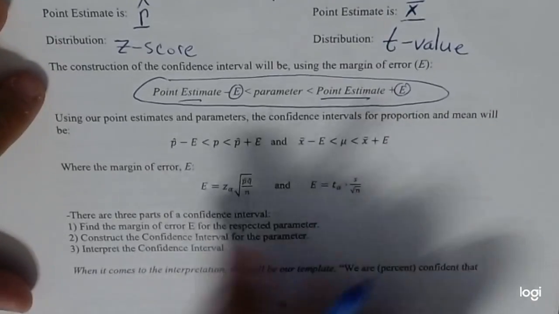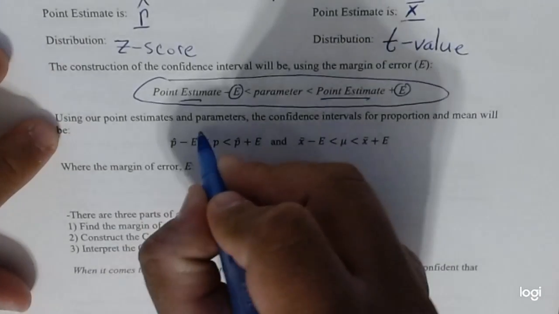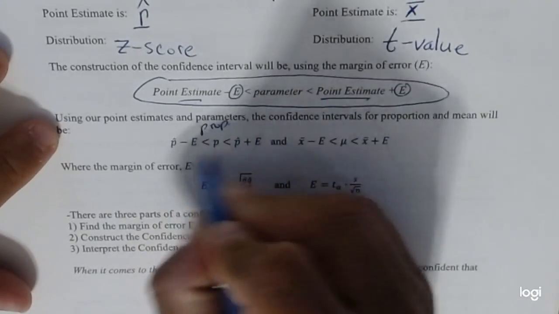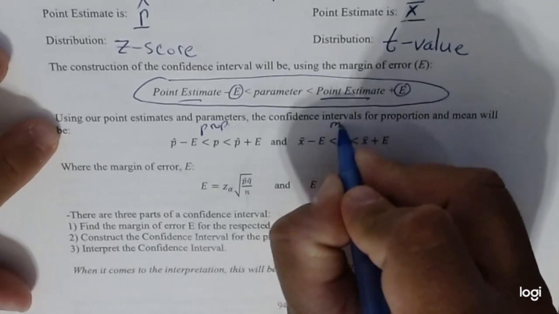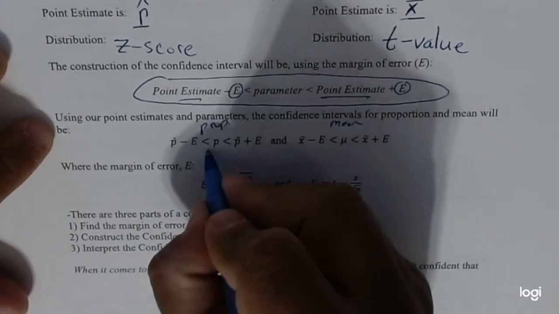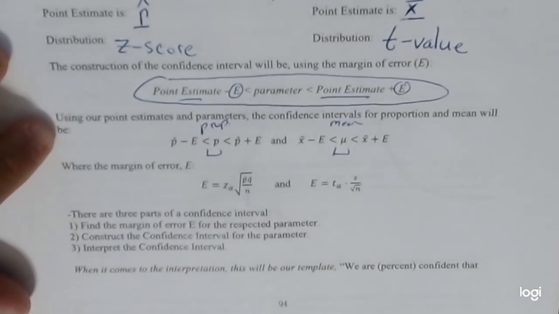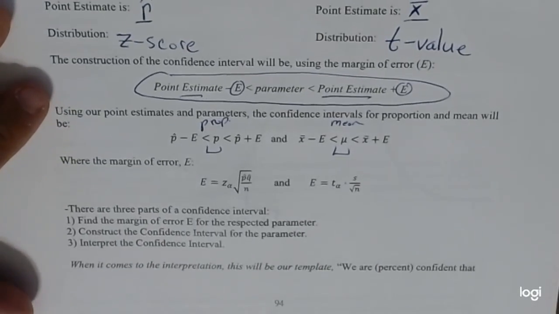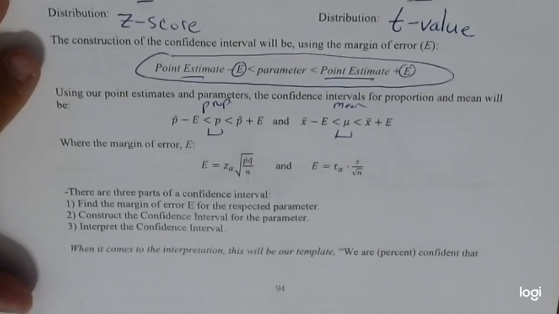Now to do this mathematically, here it is right here. This is for proportion, because we have p's and p hats, and this is for mean, because we have x bars and means. And this is in the middle because the value is bound between these two numbers, roughly, but we can't be exactly correct.